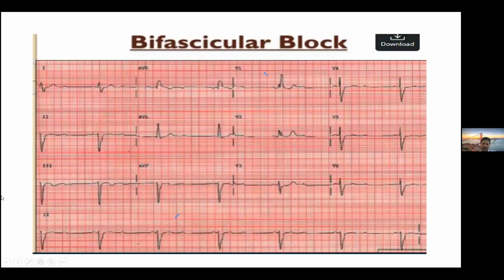So when this happens, and if we have an AV nodal delay, you call it trifascicular block. That's all. PR interval prolongation, right bundle branch block, and a LAFB, all three put together, you call it trifascicular block. It is just a step before the patient goes into complete heart block. So this has to be viewed more seriously than bifascicular block.